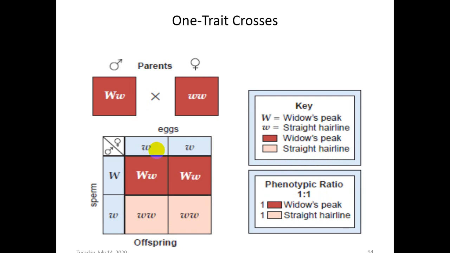Another possibility or another crossing is homozygous recessive with heterozygous dominant, of course, and here is for the egg, and here is for the sperm, and so you have 50-50. 2 of them heterozygous dominant, and 2 of them homozygous recessive.